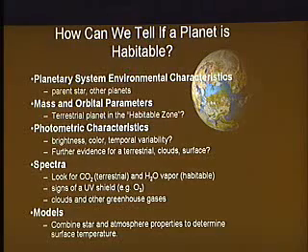The other thing we look at are the mass and orbital parameters of the planet itself. Is it the right size? Is it a terrestrial mass? Is it in the habitable zone? Then we look at what we call its photometric characteristics. Photometric just means to measure light. So again, we look at the light coming from that planet. We determine its brightness compared with its distance and try and work out how much light it's reflecting, to tell us whether it's covered with clouds or not.